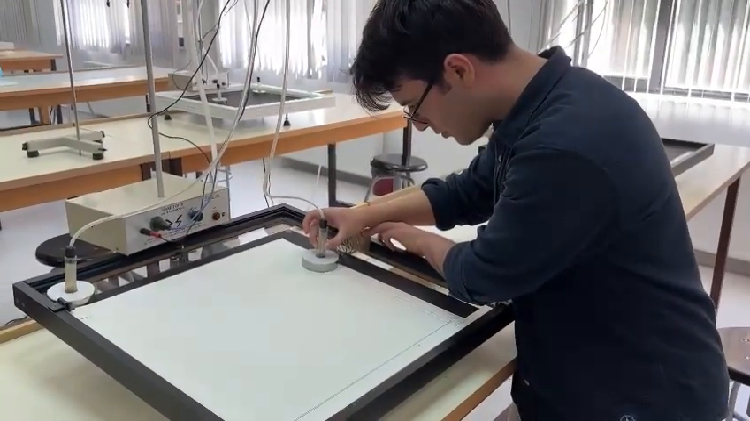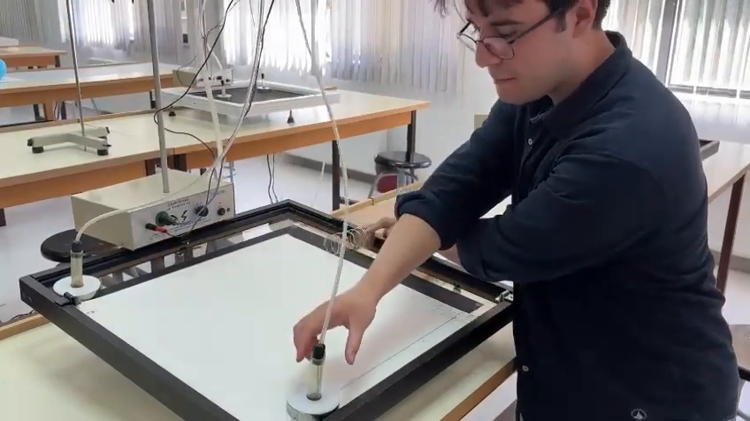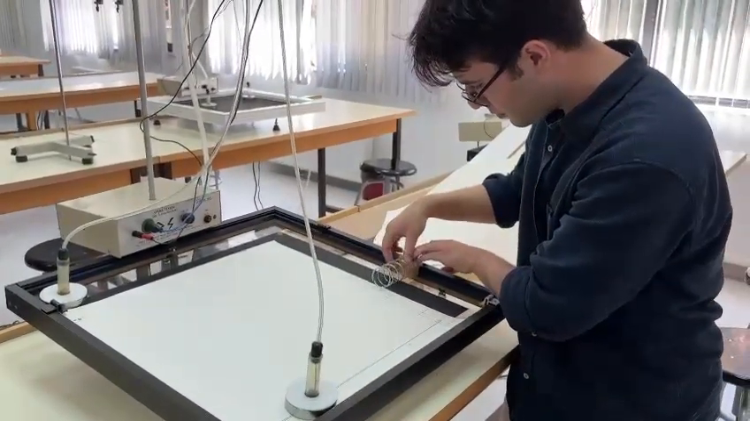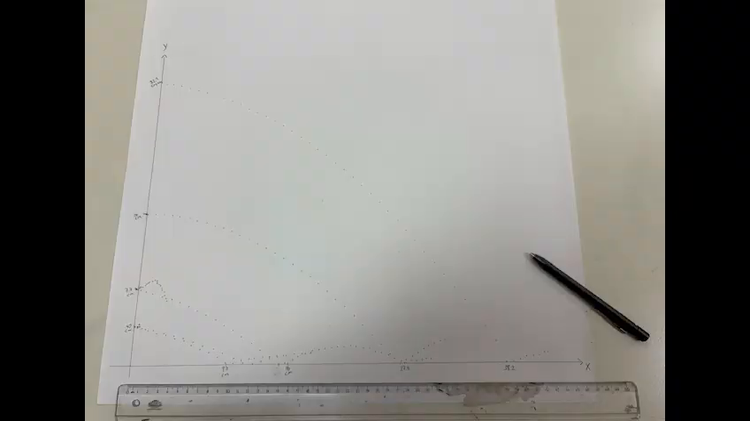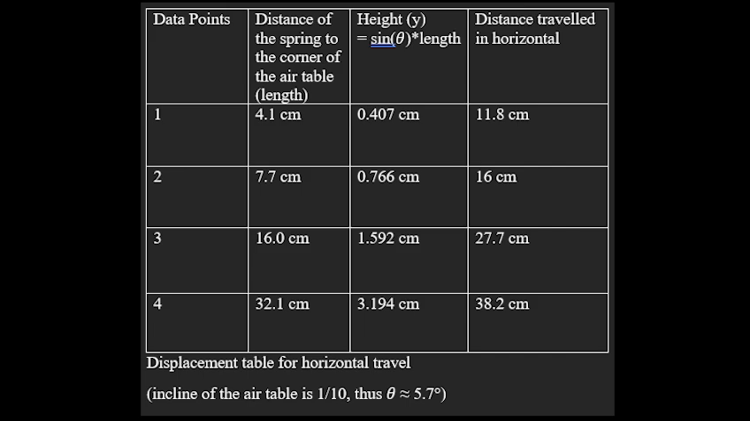Then I compress the spring while the puck is attached to it. After I released the puck, it made a projectile motion, and I drew that motion on the paper using the spark machine. After I used a ruler to measure the horizontal displacement, I put those values on the tables and the graphs.